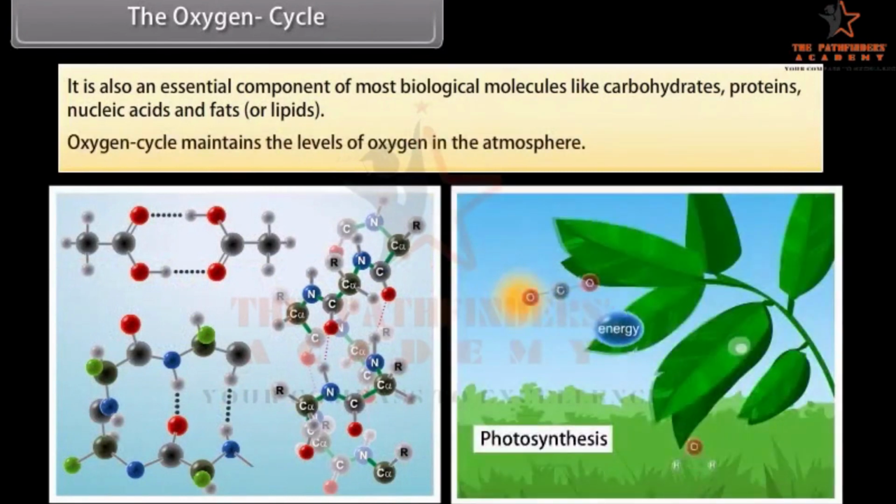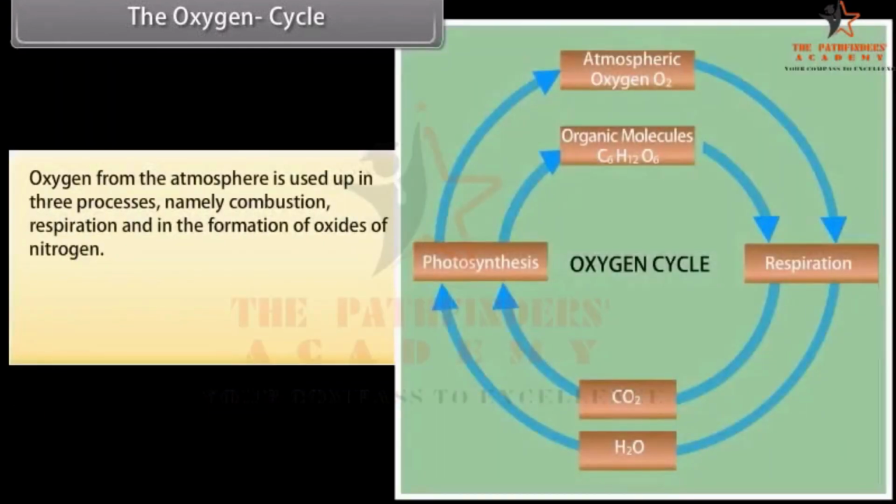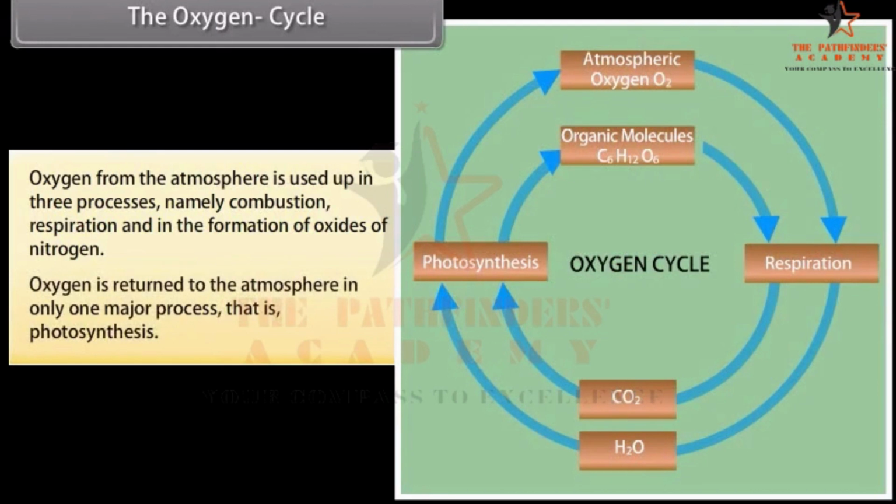Oxygen cycle maintains the levels of oxygen in the atmosphere. Oxygen from the atmosphere is used up in three processes, namely combustion, respiration, and in the formation of oxides of nitrogen. Oxygen is returned to the atmosphere in only one major process, that is photosynthesis.